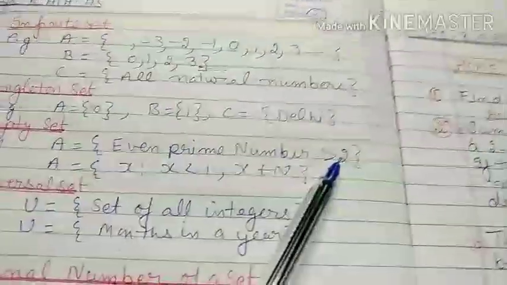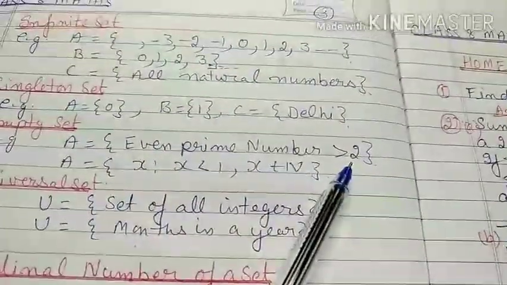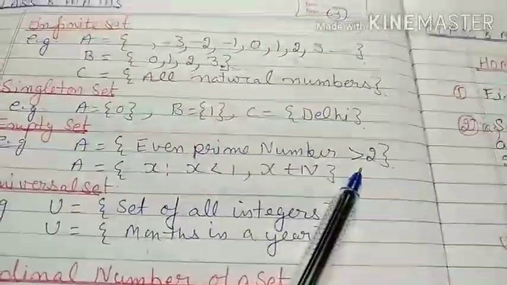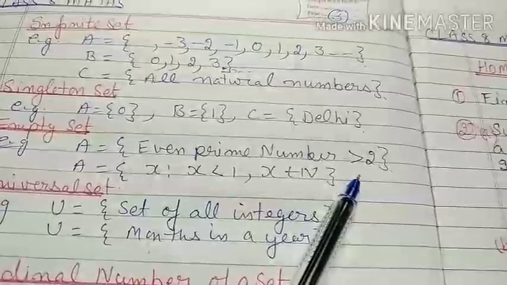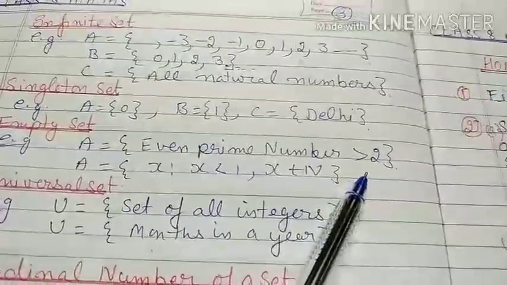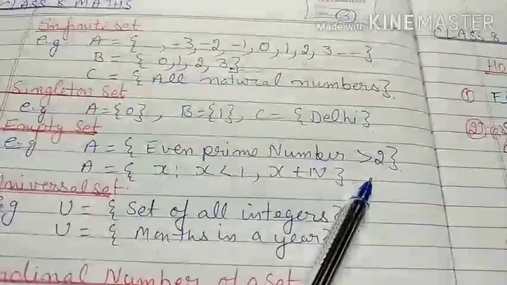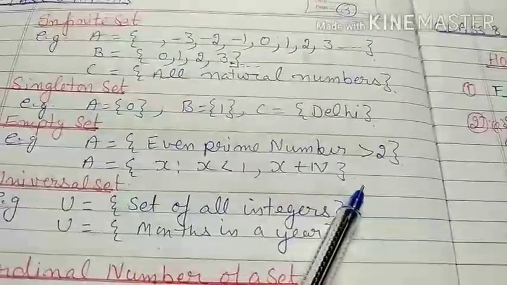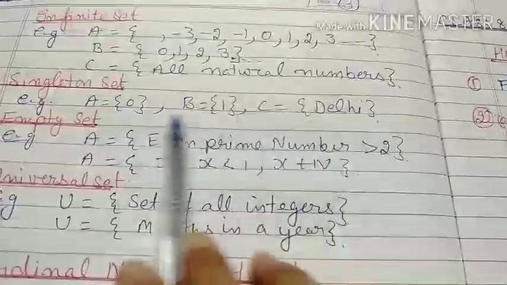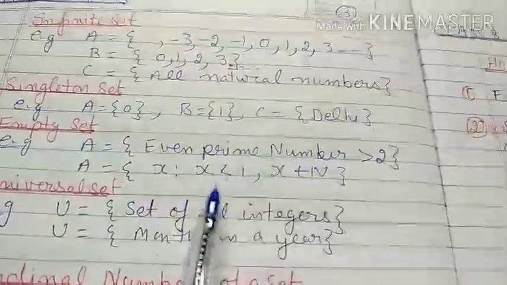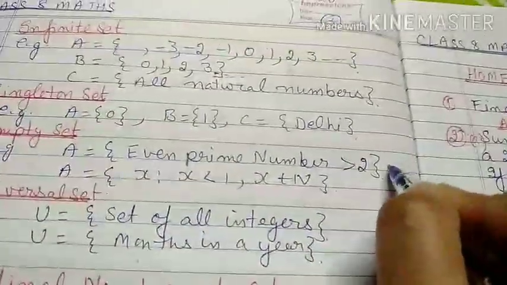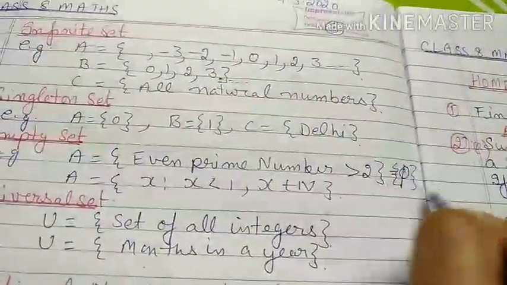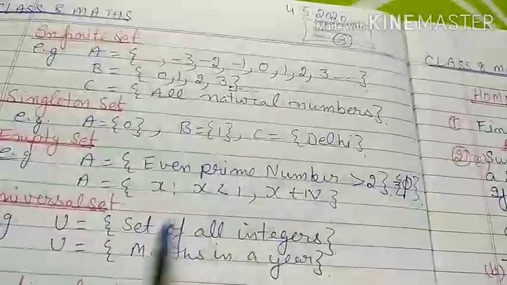If you count the prime numbers, 2 is the one and only even prime number. If you try to find an even prime number greater than 2, in our number system there is none. 2 is the only even prime number, so this is considered an empty set. We represent the empty set as phi. That means no element is in this set when you write it in tabular form.